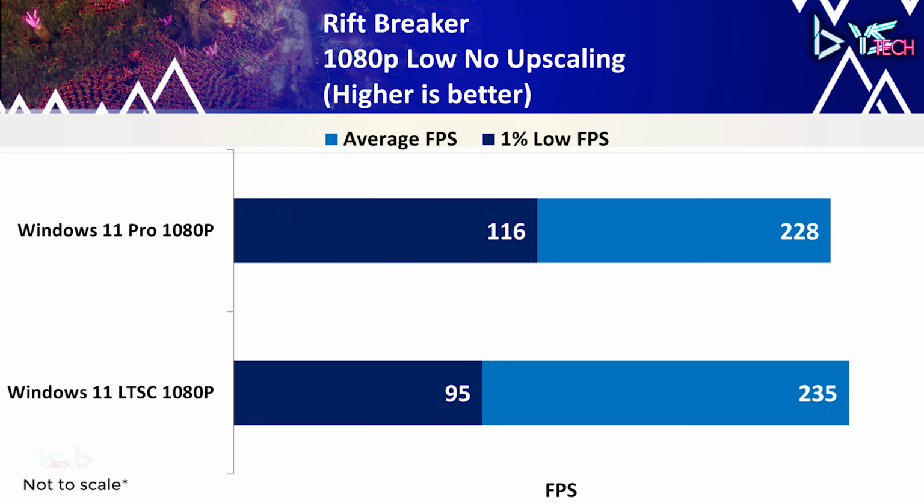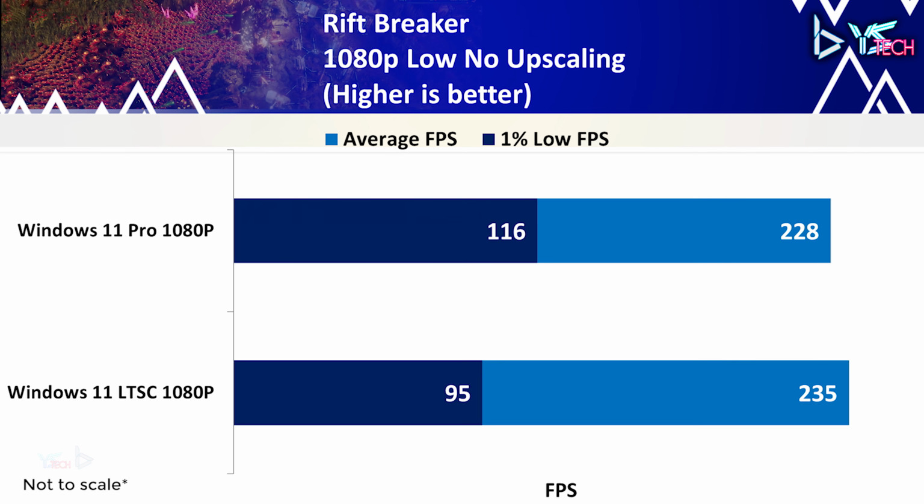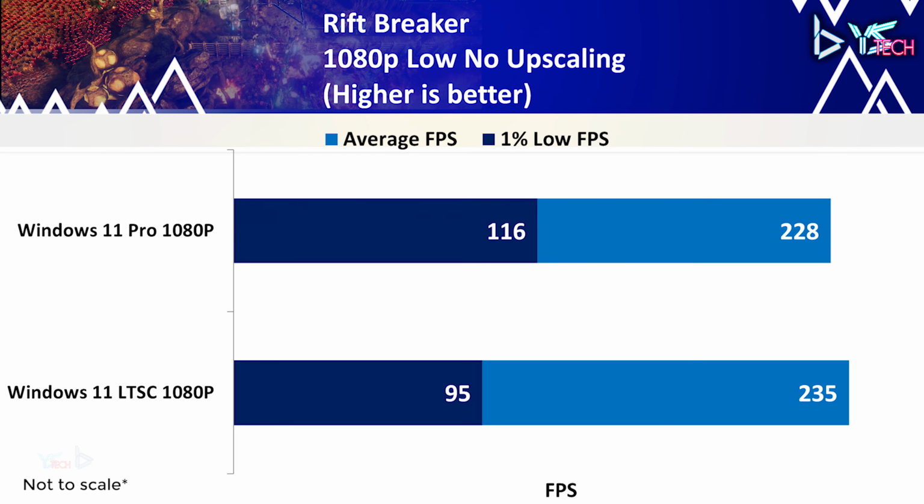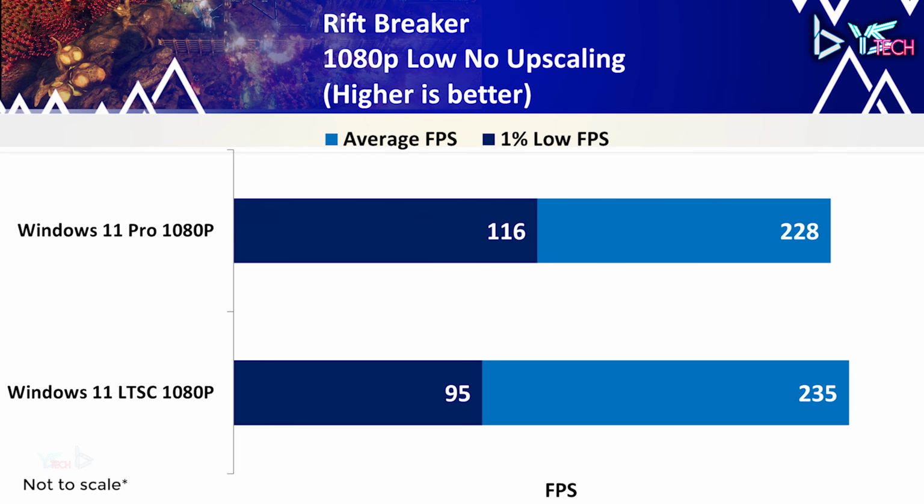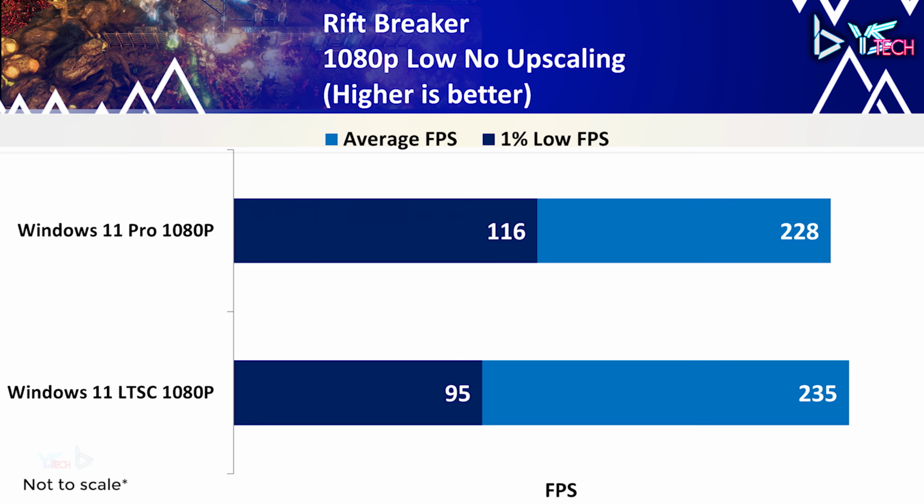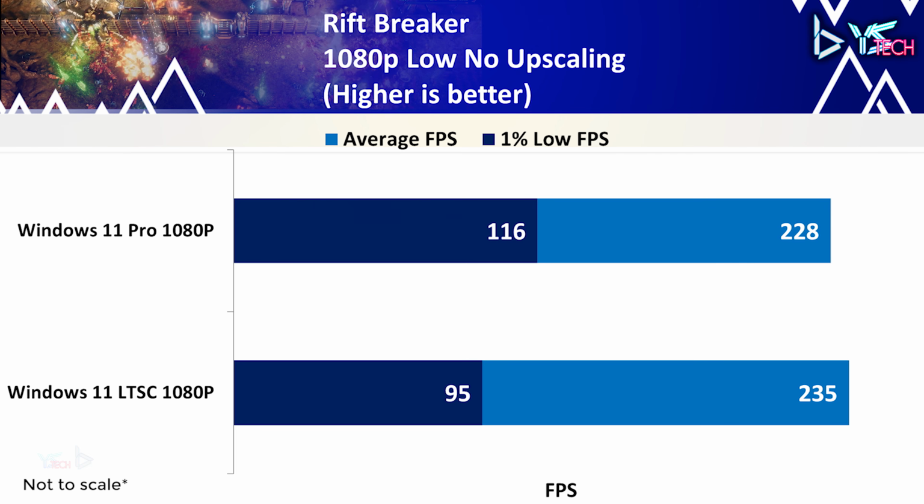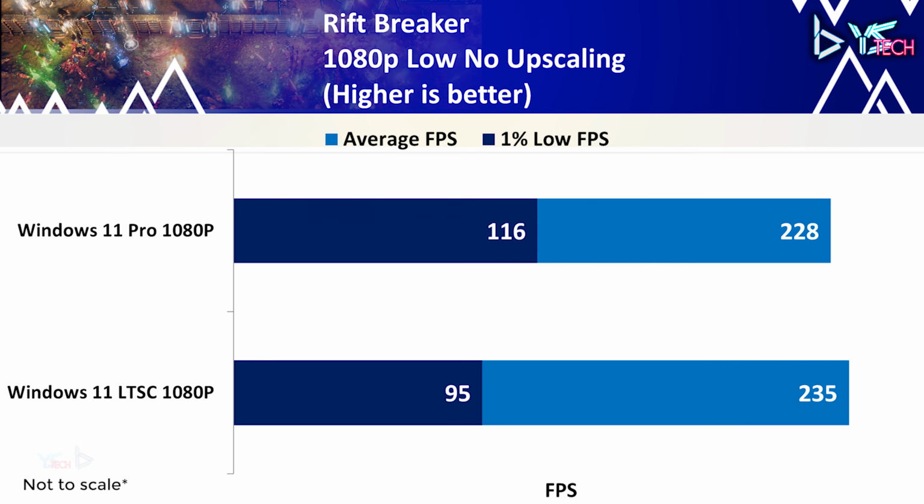However, on our 1% lows, we can see it was quite a bit better on Windows 11 Pro at 116 compared to 95 on LTSC. Kind of interesting here that our 1% lows were in favor of one operating system, and then the opposite was true for the average FPS.